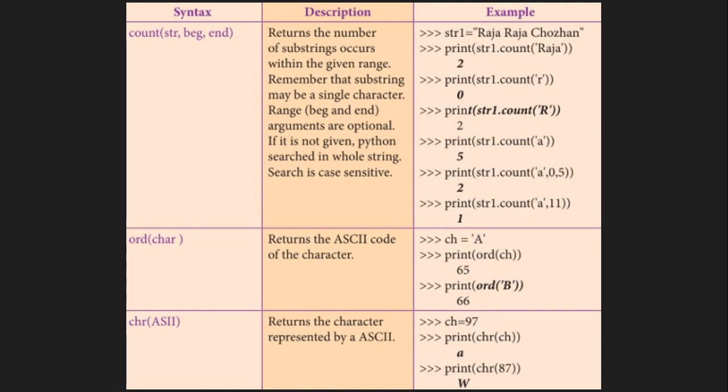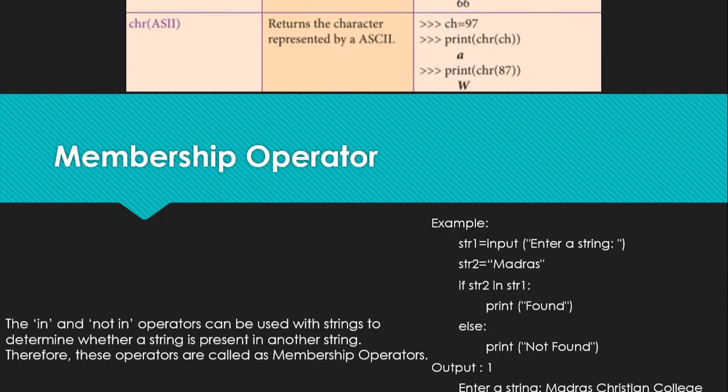Just the opposite of the ORD function is the CHR function. It returns the character represented by the ASCII code. So if we give the ASCII code, the equivalent character will be printed out. For that we use the CHR function. CHR and ORD are just the opposite of each other. ORD will return the ASCII value of the given character. CHR will return the character equivalent of the given ASCII value. So these two are just the opposite of each other, and it is easy to understand.